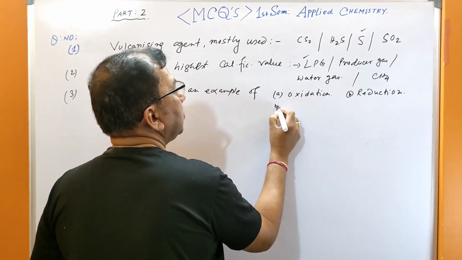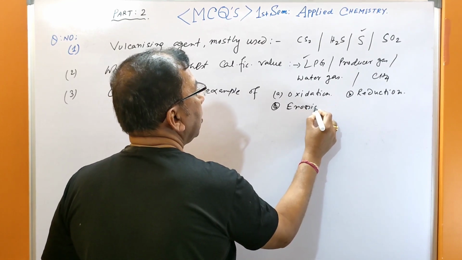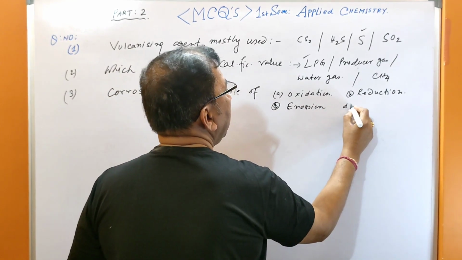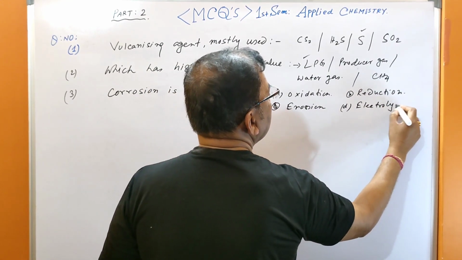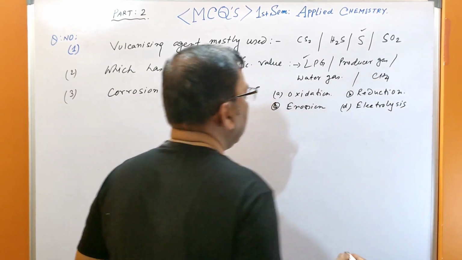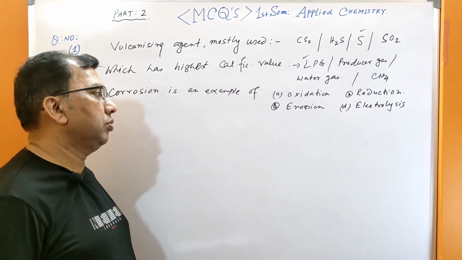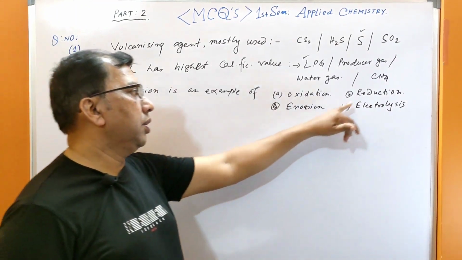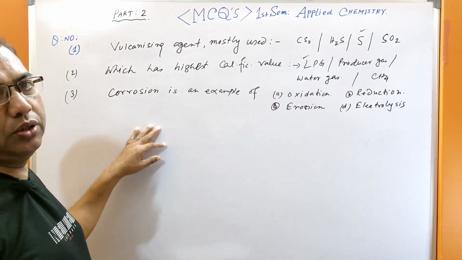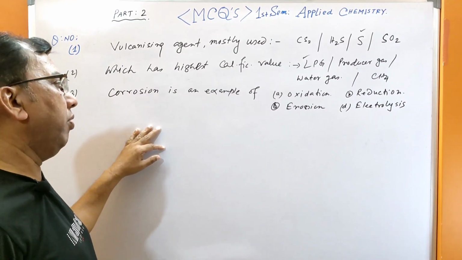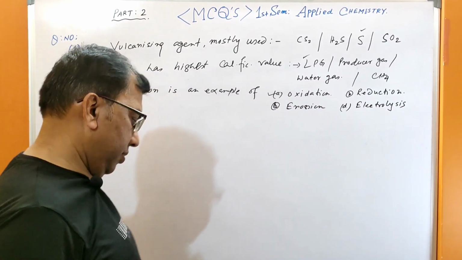option C, erosion, option D, electrolysis. Oxidation, reduction, erosion, electrolysis. Which will be the answer? Tell me. 1, 2, 3, 4. Yes, corrosion is an example of oxidation. Clear?